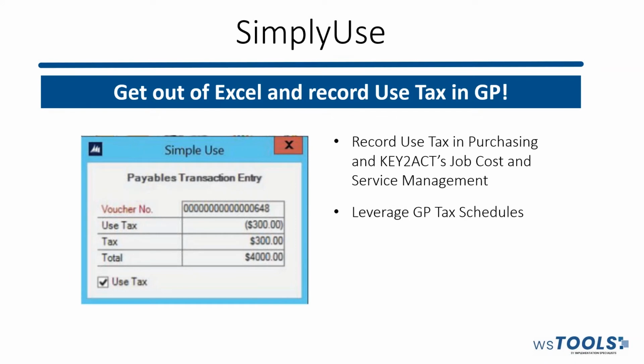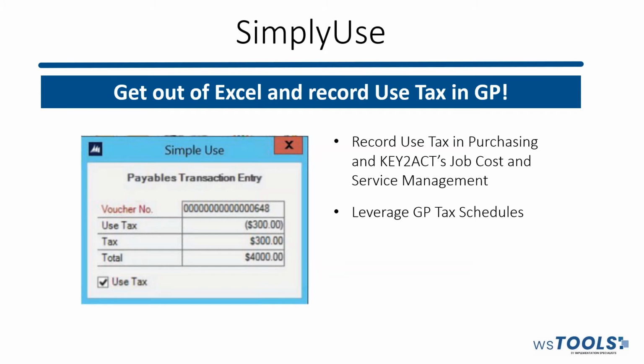Simply Use. For those of you that need to track use transactions, this is the tool for you. When you record a payables invoice, you can go in and set up your tax schedules like you would in GP to track use tax or to track the tax on purchases. And then when you record an invoice, you have the ability to, based on the calculation, in this case it has a $300 tax, mark the checkbox called use tax, and then it will actually create an entry for that use tax and post it to the appropriate accounts.